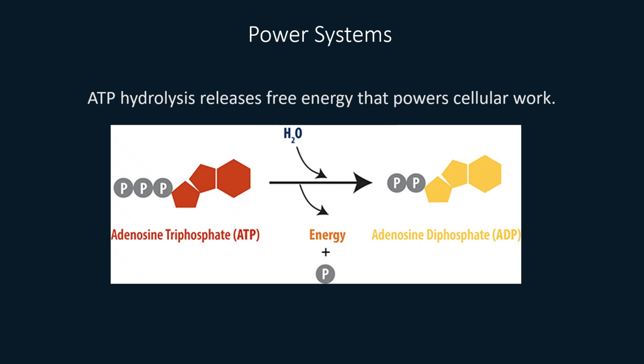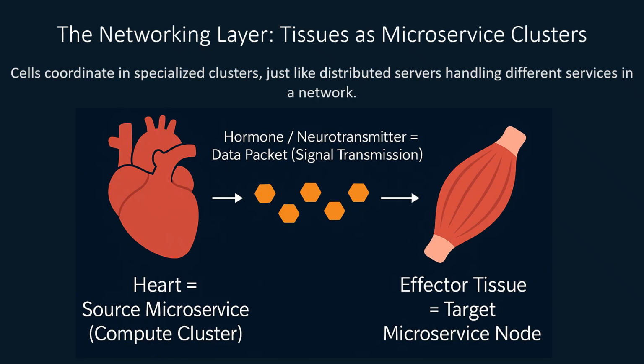So now let's talk about the networking layer. At this scale, cells coordinate in groups, tissues, to perform specialized functions. Same idea, right? Local specialization and global behavior.